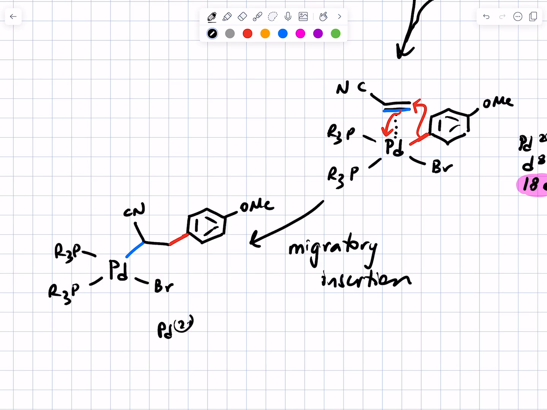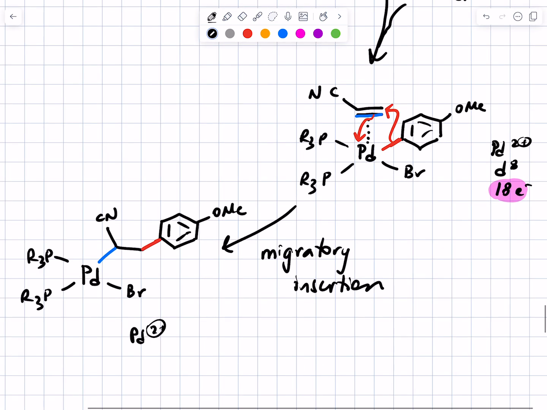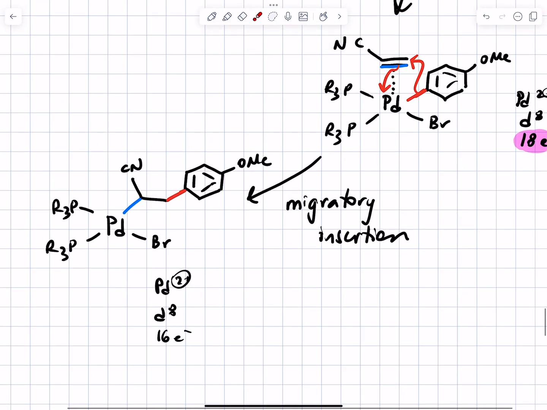Still a palladium 2 complex. It's still d8 electrons. It's now down to 16 electrons total because one of the ligands moved off of the palladium. Notice that we've made a sigma bond, but we lost the pi bond. We made a new carbon-carbon sigma bond between the terminal carbon on the olefin and the carbon that was bonded to palladium. That's our new bond there, but we don't have a pi bond, and that's what we need.